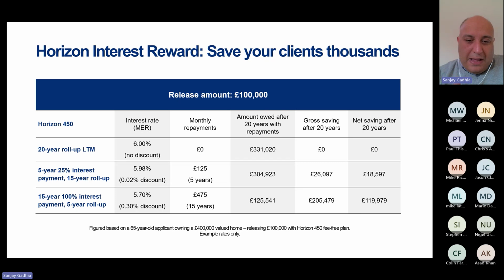And on the other end of the spectrum, for this particular example, the customer is opting to service the interest for our longest term of 15 years and our full interest payment of 100%. So in this example, your customer would have a 6% rate monthly. They are benefiting from a discount of 30 bips. So the rate that will be applied to your customer's Horizon Interest Reward Plan will be 5.70%. It outlines the monthly payments there at £475 a month for 15 years.